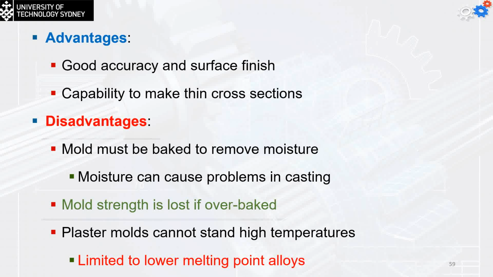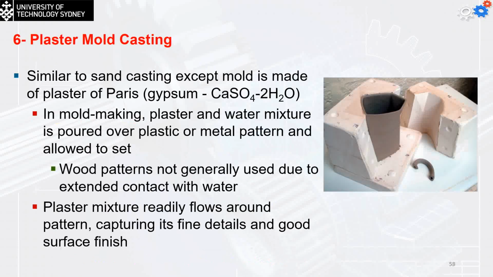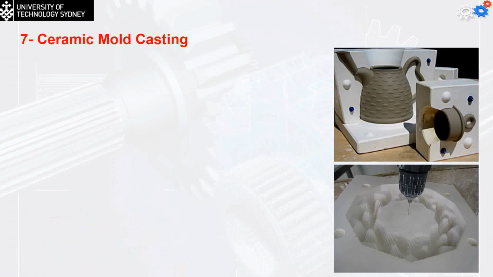The ceramic mold casting is the same process as the previous one, but instead of using plaster, we use ceramic to make the mold. You know what that is, right? They call it the Japanese teapot. The heavy one is sold in the markets. So it's similar to plaster mold casting, except that the mold is going to be made of refractory ceramic material that can withstand higher temperatures than the plaster itself.